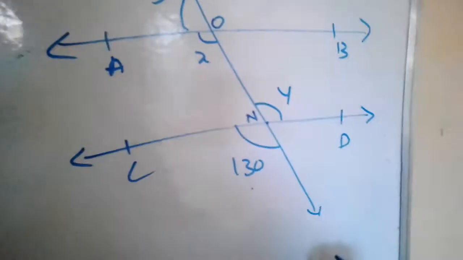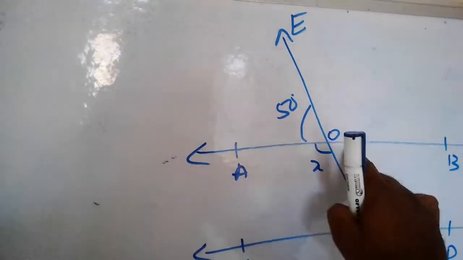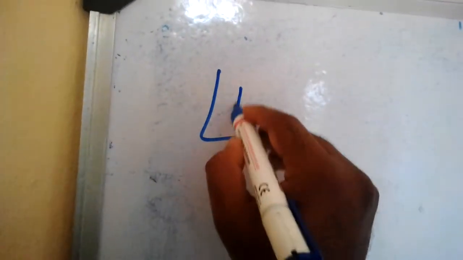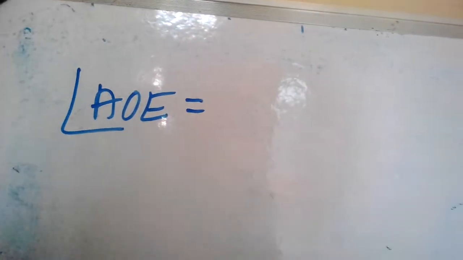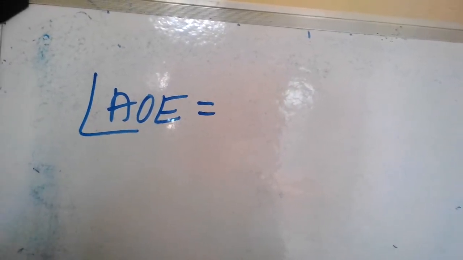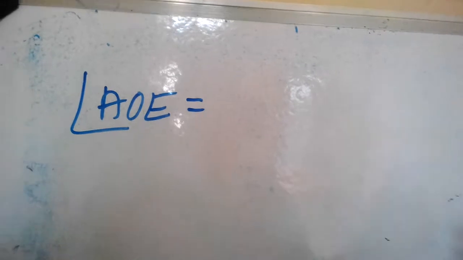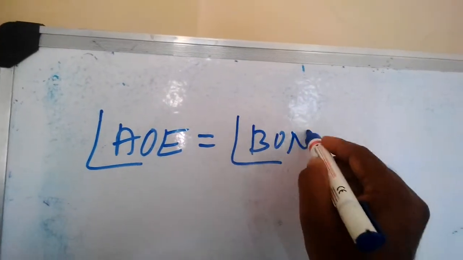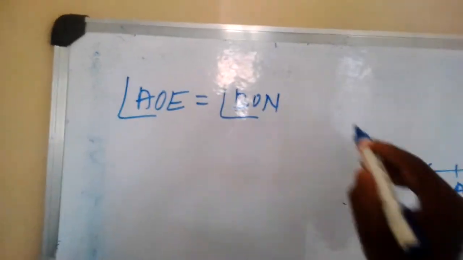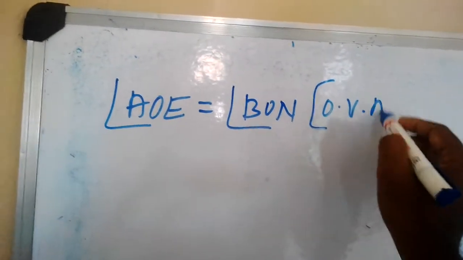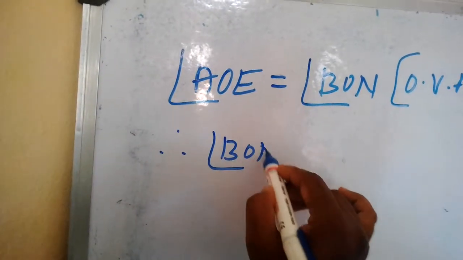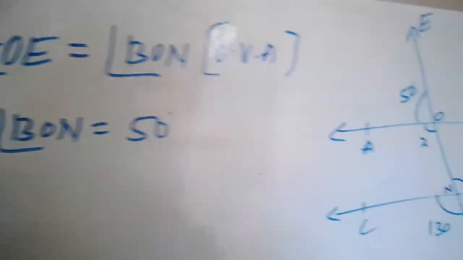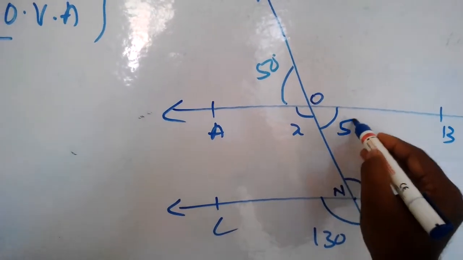Angle AOE, listen here, angle AOE is equal to angle BON, because these are vertically opposite angles. Therefore angle BON equals 50 degrees. So angle BON equals 50 degrees, correct?